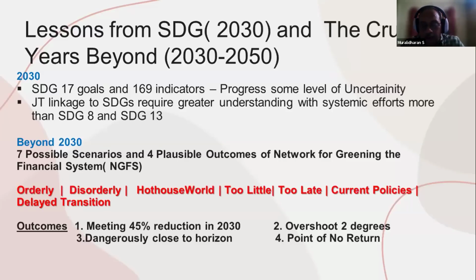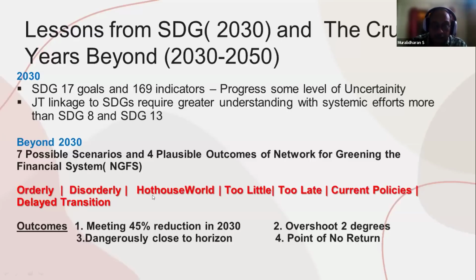So they called the climate scientists and they thought about the scenario, what will be there between 2030 and 50. So they came up with 7 scenarios. One is orderly, meaning everybody understands and everything goes fine. Even if that is the case, then meeting 45% of reduction is only possible. Reduction means the reduction in the emission levels.